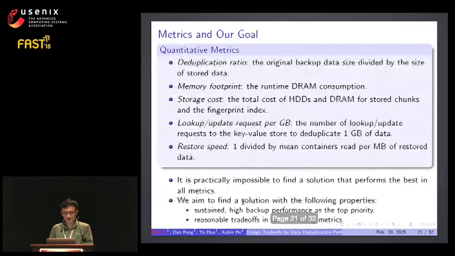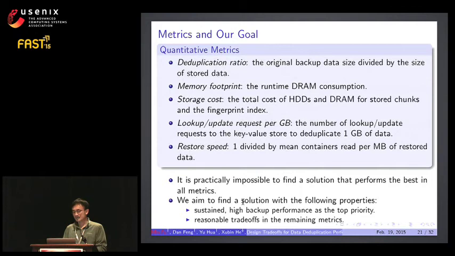And we use the following quantitative metrics for evaluation, including deduplication ratio and memory footprint, storage cost, lookup and update requests to the container store per gigabyte, and restore speed. However, it is practically impossible to find a solution that performs the best in all metrics. So we aim to find a solution with the following properties. It must have high backup performance as the top priority, and it performs reasonable trade-offs in the remaining metrics.